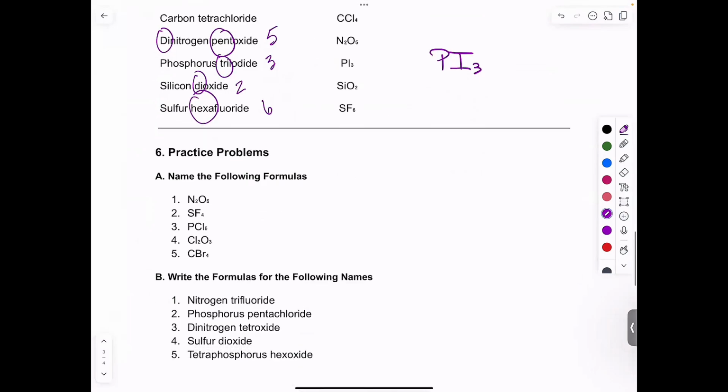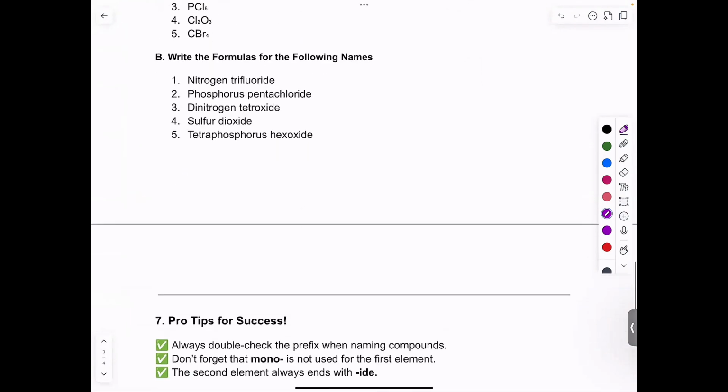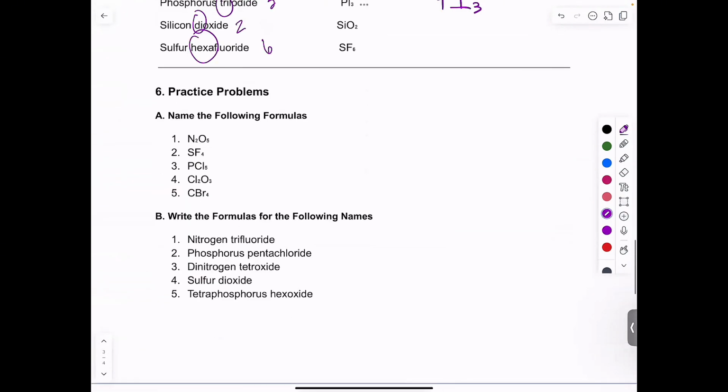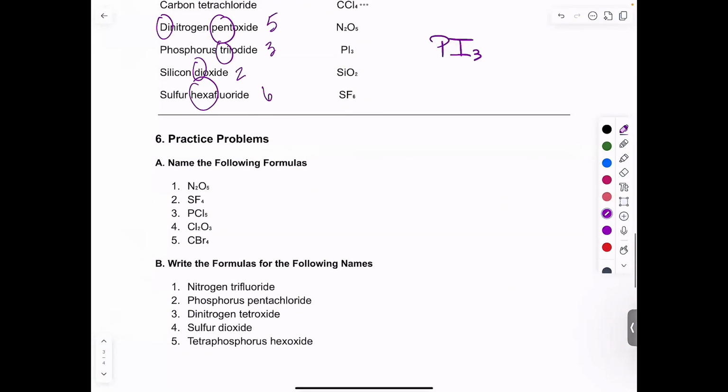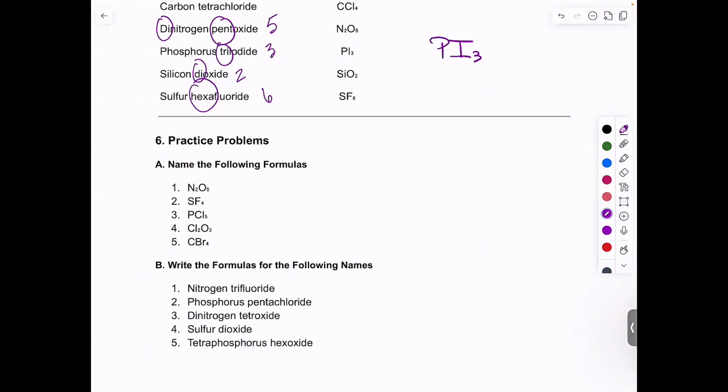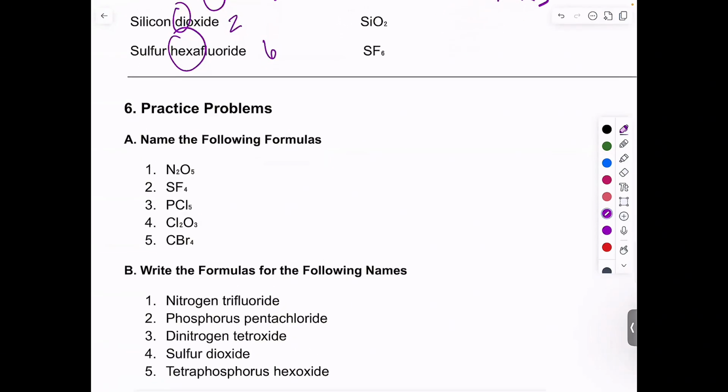I'll go ahead and scroll down through here, and I think that's pretty much it. Yeah, we're on the downhill slide here. So naming, yeah, we're going to see a few repeats. Oh, there's my PCl5 number 3. So for N2O5, we'll just determine that we'll need to use di. I'm going to make myself some more room here. So we'll use di.